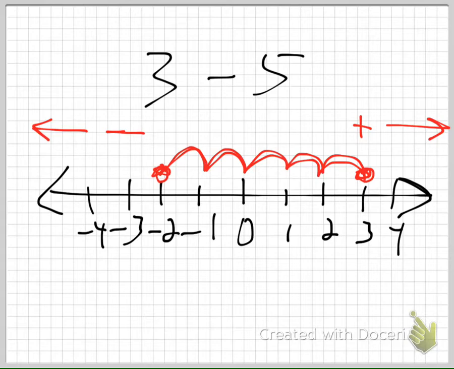Makes sense? Another thing you can do is if you look at this and you notice something, you go, okay, I started with 3, I'm taking away 5. That's going to send me to the other side of 0. Makes sense?